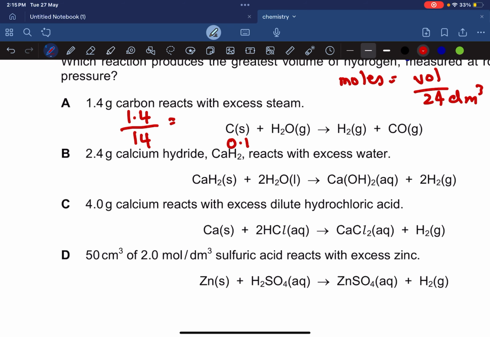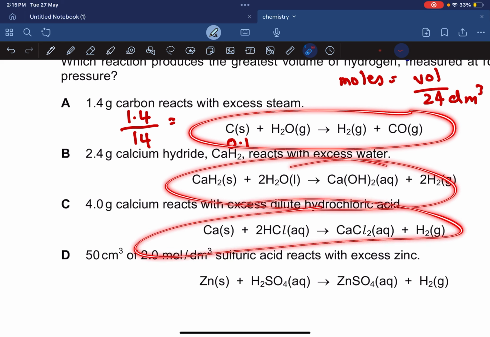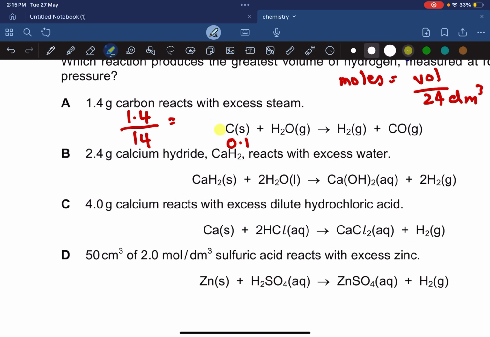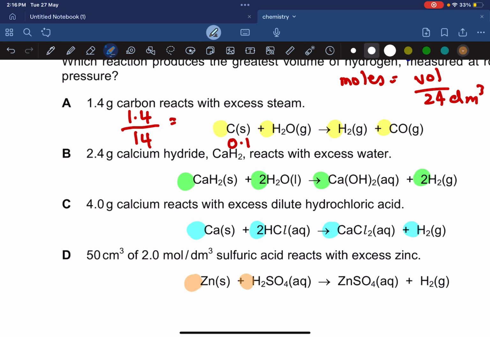And over here, I guess that's the best tip I can ever give to you guys: whenever you have equations like this, the first step is to look at the coefficient. These coefficients are the most important thing in any equation. They tell you about the molar ratio, how many moles of one thing react with how many moles, and how many moles are going to be produced. So this equation tells me that 1 mole of carbon is going to form 1 mole of hydrogen gas. So 0.1 moles of carbon is going to form 0.1 moles of hydrogen gas.